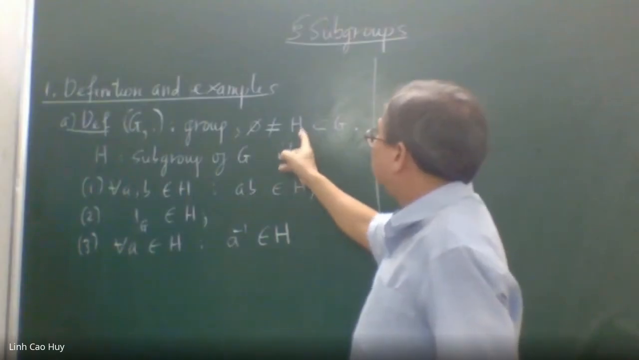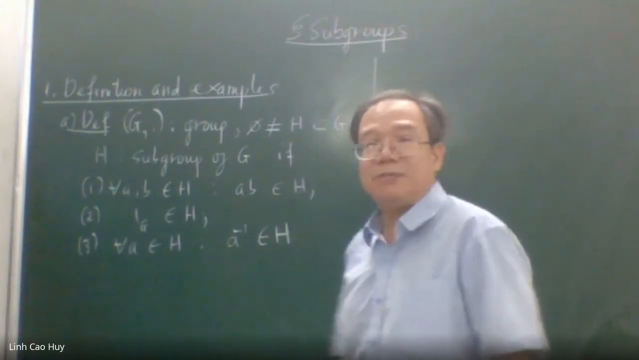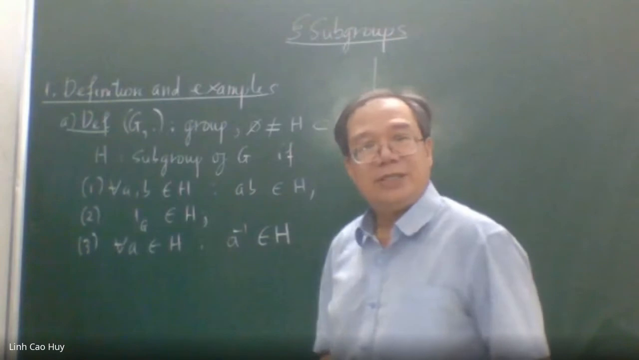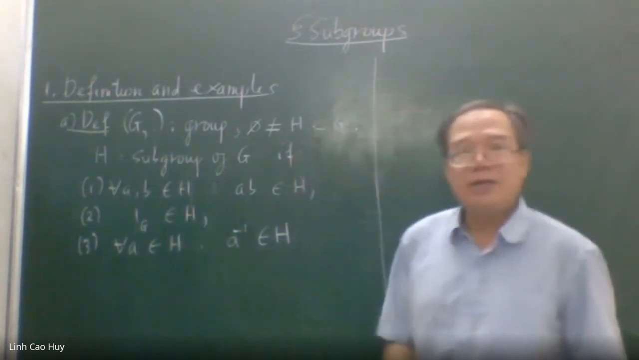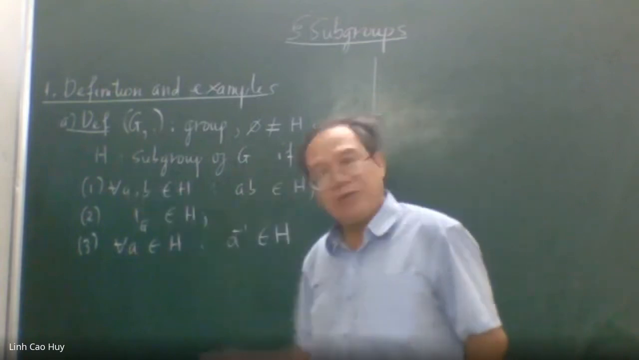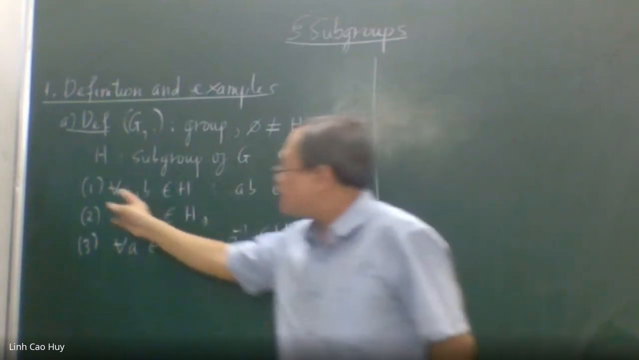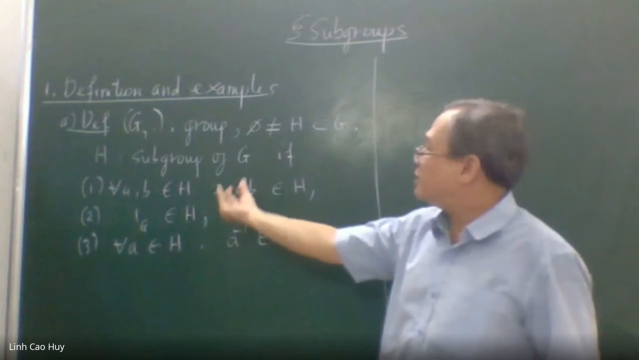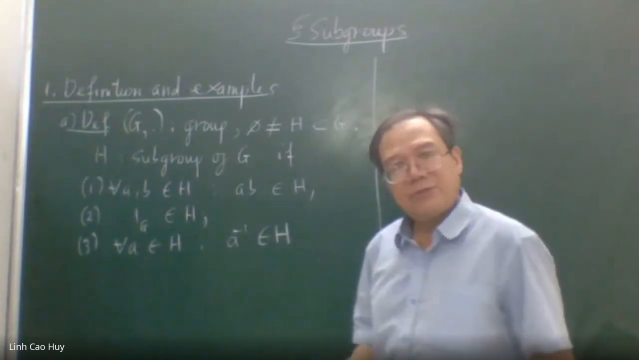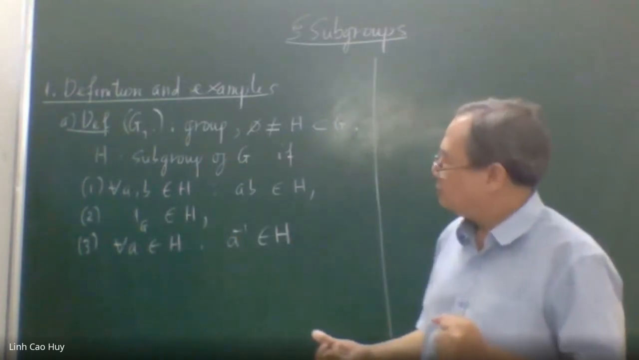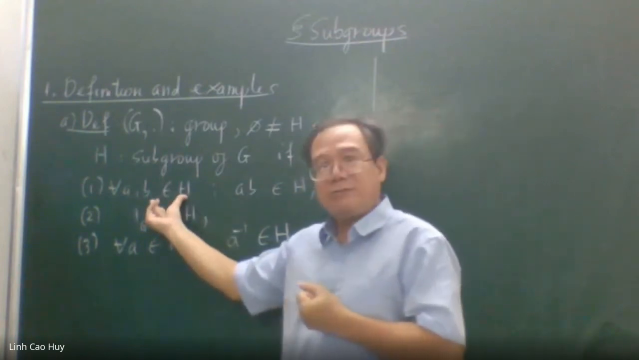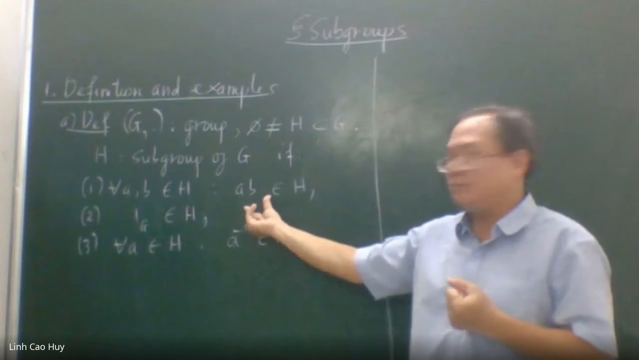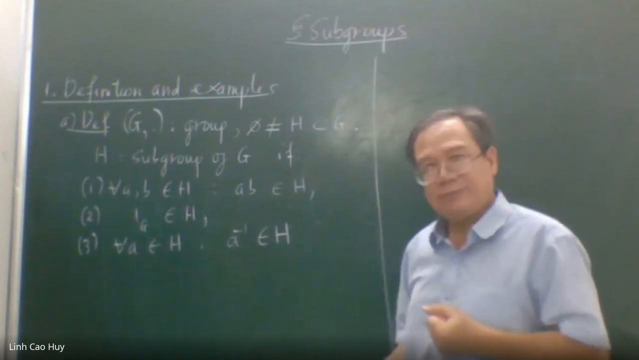A subset H of the group G is said to be a subgroup of G if it satisfies three conditions. The first condition is that H is stable on S. What does stable mean? It means that the multiplication of any two elements of S is also in S.